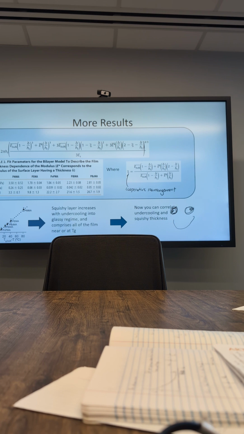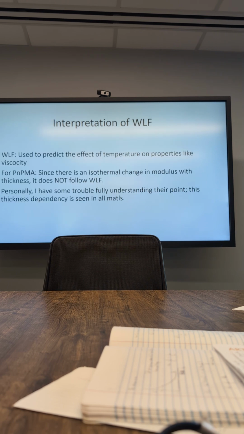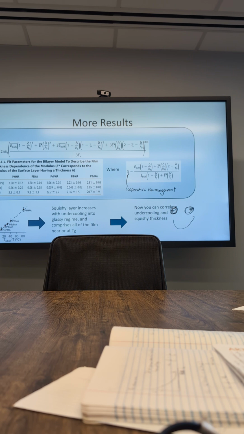Okay. So then pretty much this equation serves well because now you can correlate the undercooling to the squishy thickness, and you can change your fabrication processes to maybe work at different temperatures, or choose different materials that can sustain the temperatures that you're working at. So yeah, pretty much. Oh yeah, and this is also an interesting thing. At some point, obviously at or near the glass transition temperature, the squishy layer extends so far that pretty much the entire film is squishy.